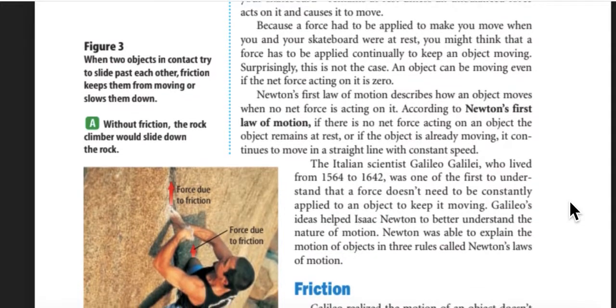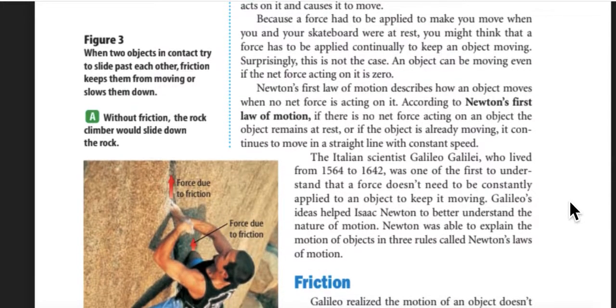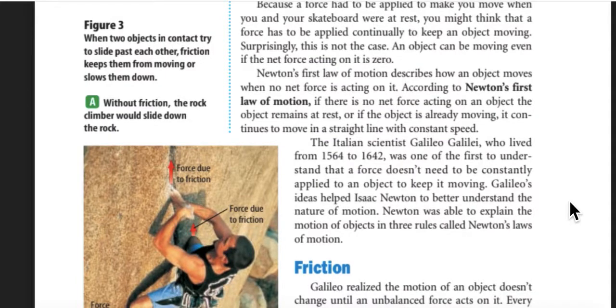A bit of history in this section. The Italian scientist Galileo Galilei, who lived from 1564 to 1642, was one of the first to understand that a force does not need to be constantly applied to an object to keep it moving. Galileo's idea helped Isaac Newton to better understand the nature of motion. Newton was able to explain the motion of objects in 3 rules called Newton's laws of motion. In this section, we'll cover Newton's first law.